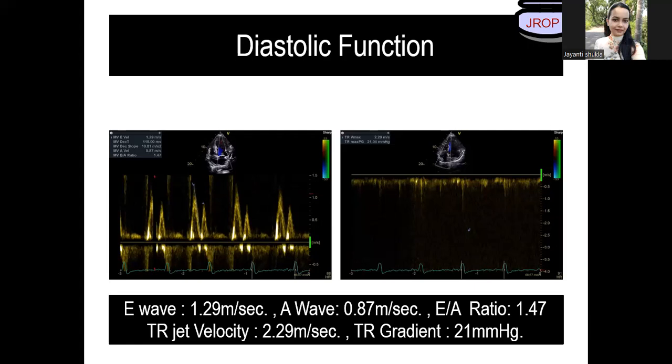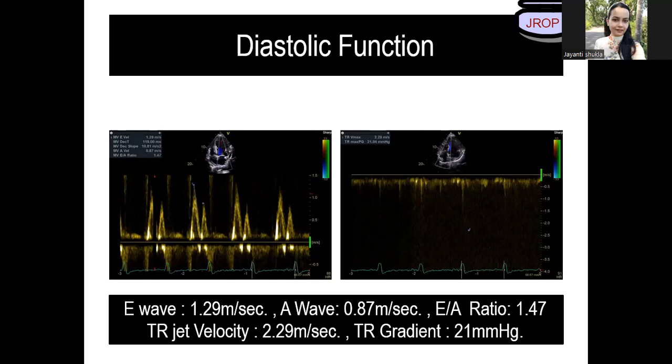Jayanti is waiting. 2.2. So grade 2. Hello. You have to be very confident. So grade 2 diastolic dysfunction. You know, when we say something, even if we are saying it wrong, we should be comfortable in talking. Look, that is the only thing which is possible.